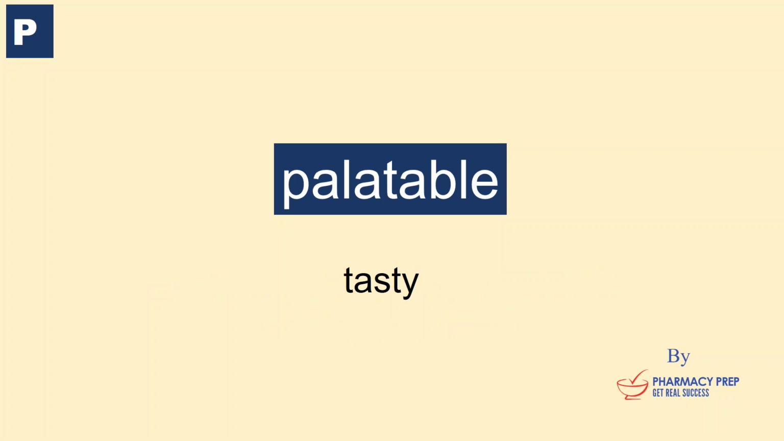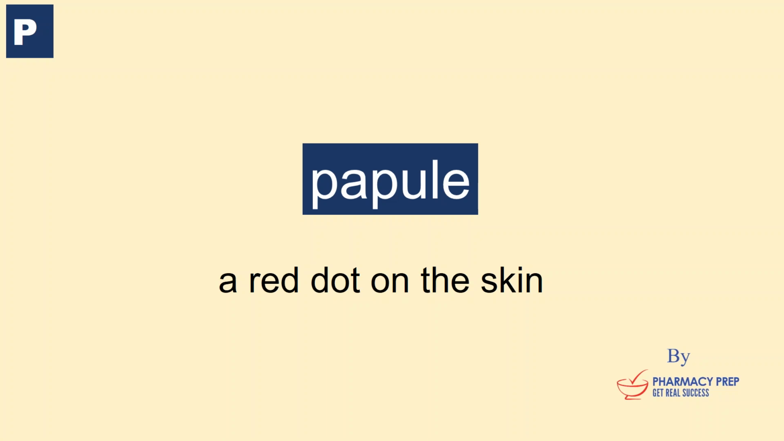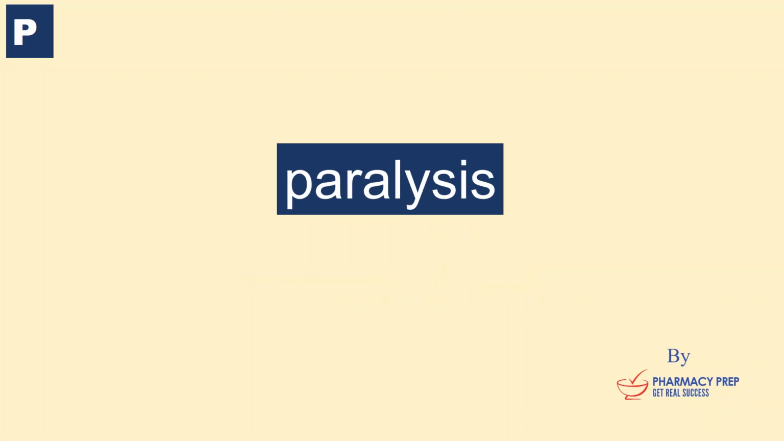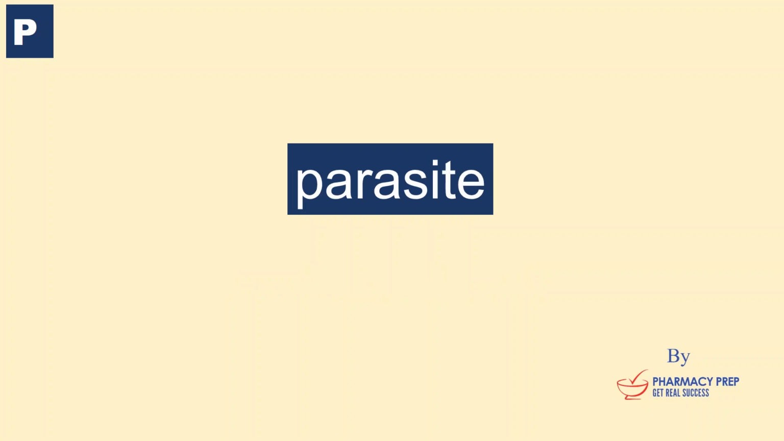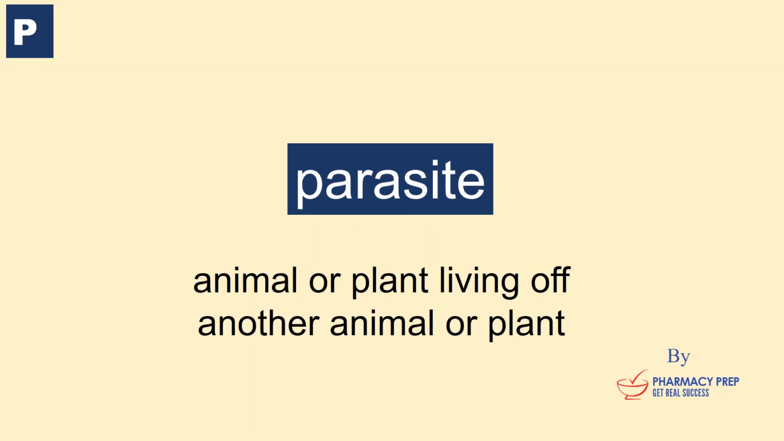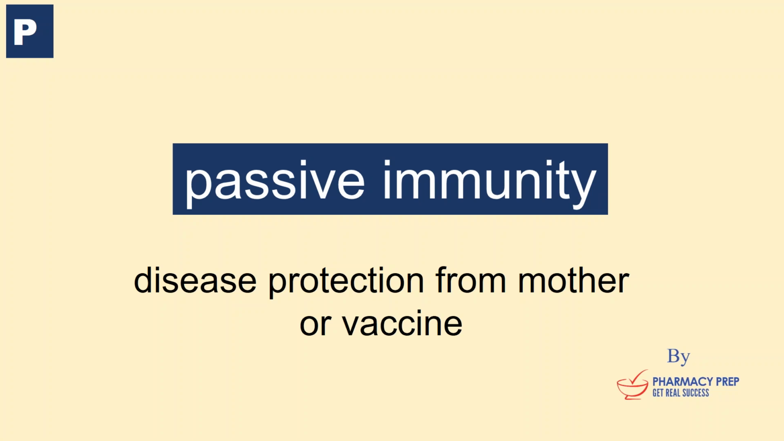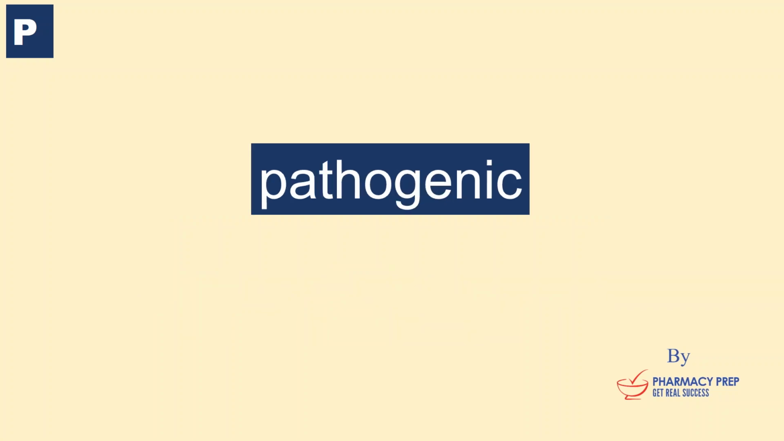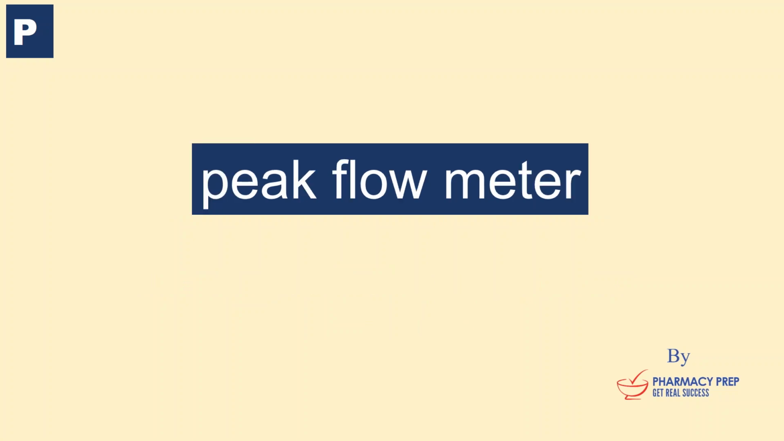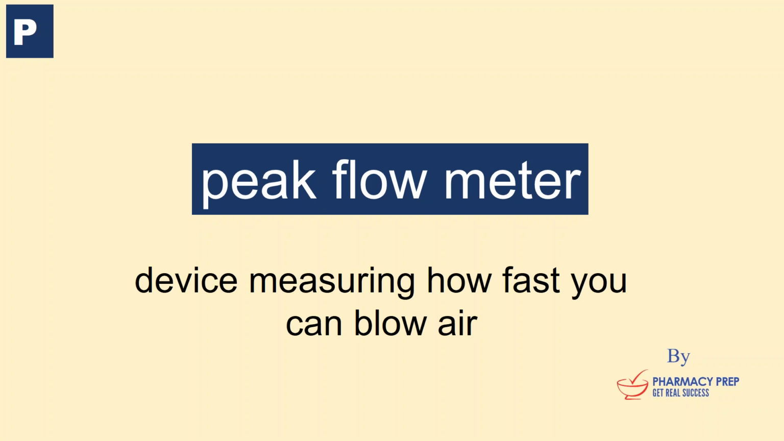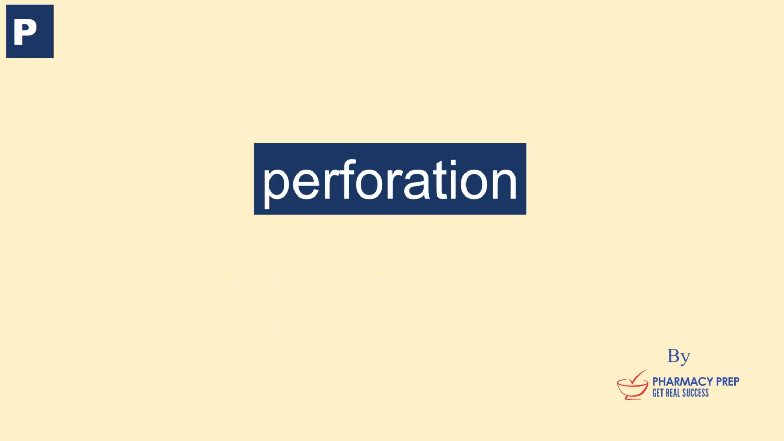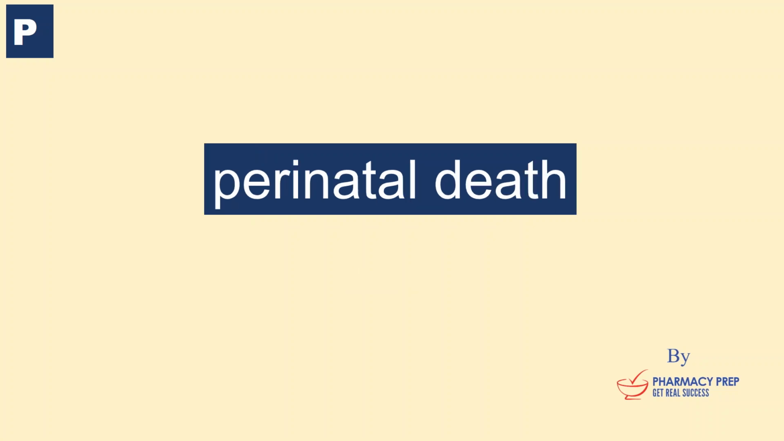Palatable, tasty. Papule, red dot on the skin. Paralysis, can't move. Parasite, animal or plant living off another animal or plant. Passive immunity, disease protection from mother or vaccine. Pathogenic, disease causing. Peak flow meter, a device used for measuring how fast you can blow air. Perforation, hole in the body.